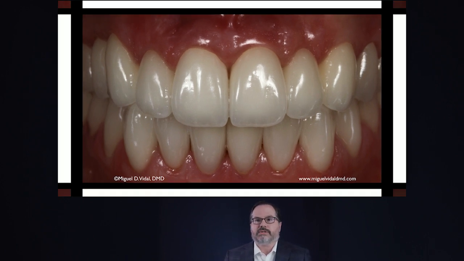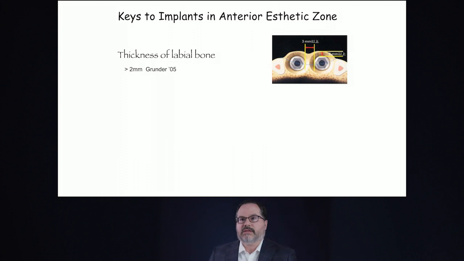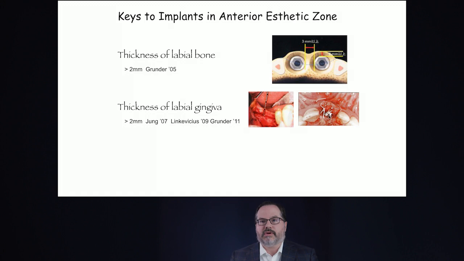So how do we do that? Well, there are some keys to implants in the anterior aesthetic zone that I want to highlight for us. The first one would be the thickness of the labial plate bone. In this case, we know we want to have at least 2 millimeters of thickness of the facial plate of bone. As we know from several studies, most patients don't have that, so bone grafting is often going to be involved for these patients. The second key is the thickness of the labial gingiva, and here also a 2 millimeter thickness is advantageous, as we know from several studies, and most patients will also need to have some form of soft tissue grafting as well.